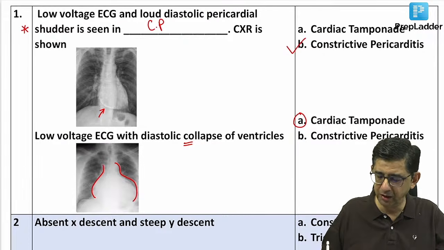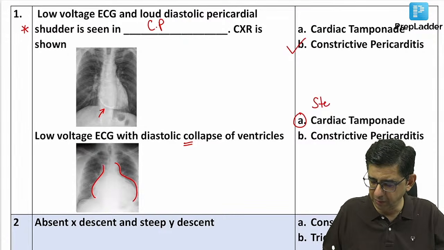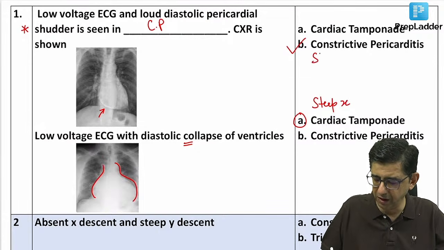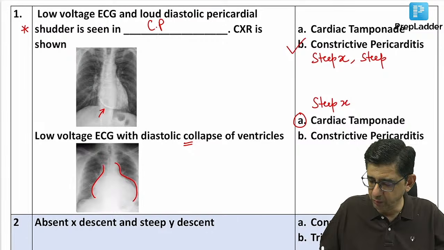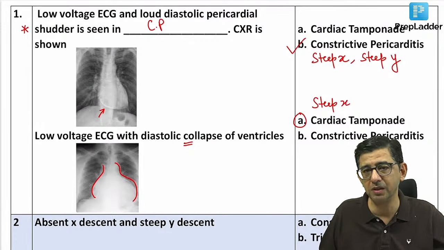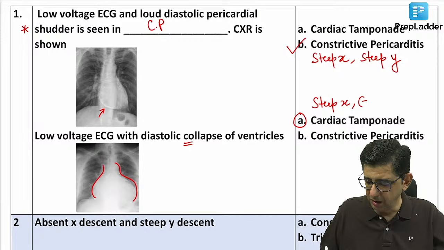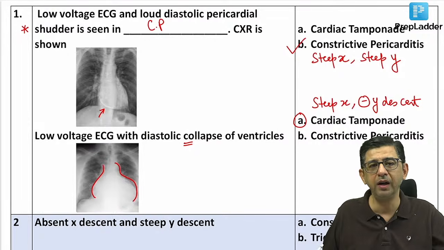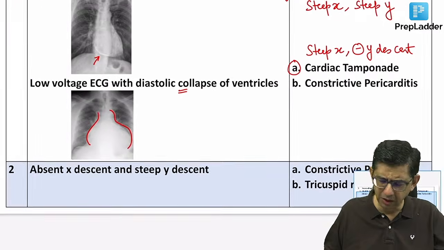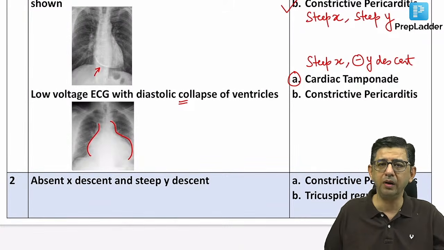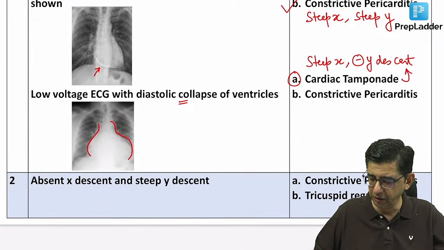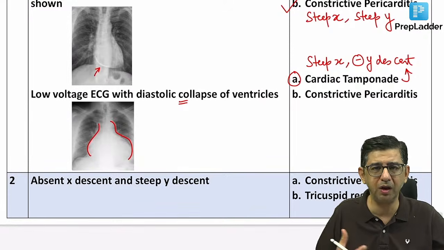And an additional point that I would like to mention from the JVP perspective would be that both of these conditions will have a steep X descent, but then there's a fundamental difference. When it comes to constrictive pericarditis, we will have both the steep words coming up, that is a steep X and a steep Y. But when it comes to cardiac tamponade, there would be absent Y descent. So that is what is ultimately required. And the next question, that is the second one. Yep, absent Y descent is the better answer as compared to the blunting part for patients who have cardiac tamponade, because rapid ventricular filling will be compromised because there's a squeezing of the heart from outside.